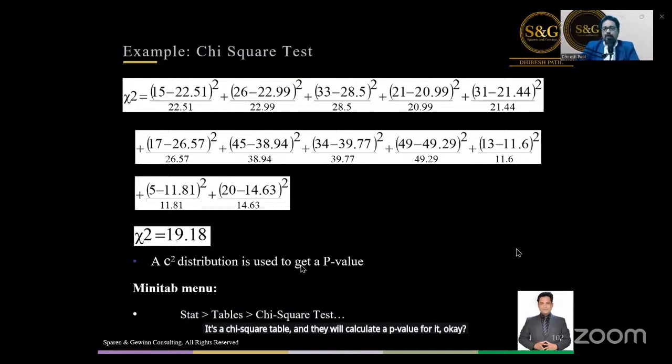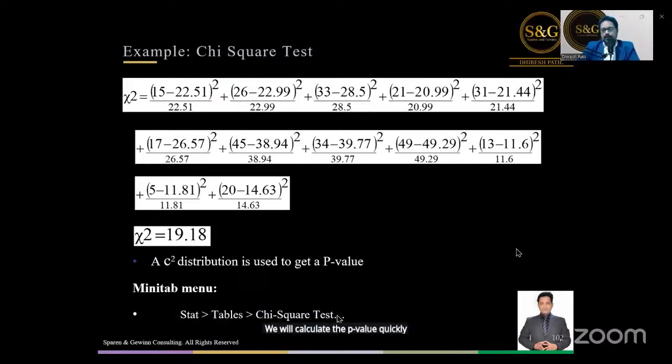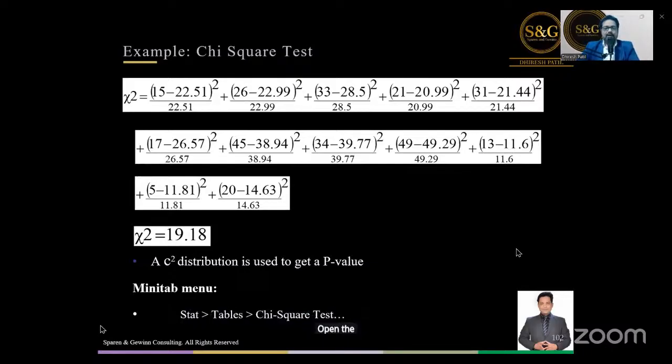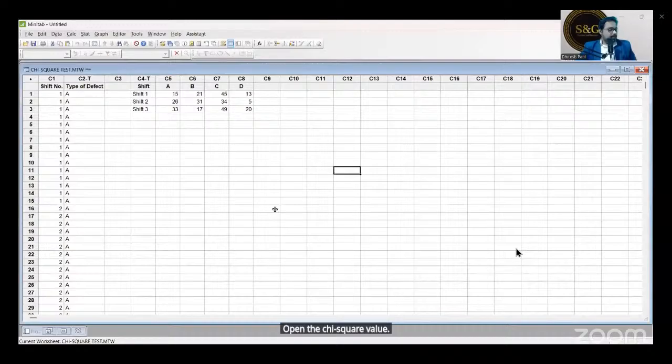I have already given you the chi-square sheet. Can you open the chi-square sheet here? We will calculate the p-value quickly. We will do it once, then we will go to regression and then close the session. Open the chi-square value. Everybody open that. Just give me a yes in the chat box.